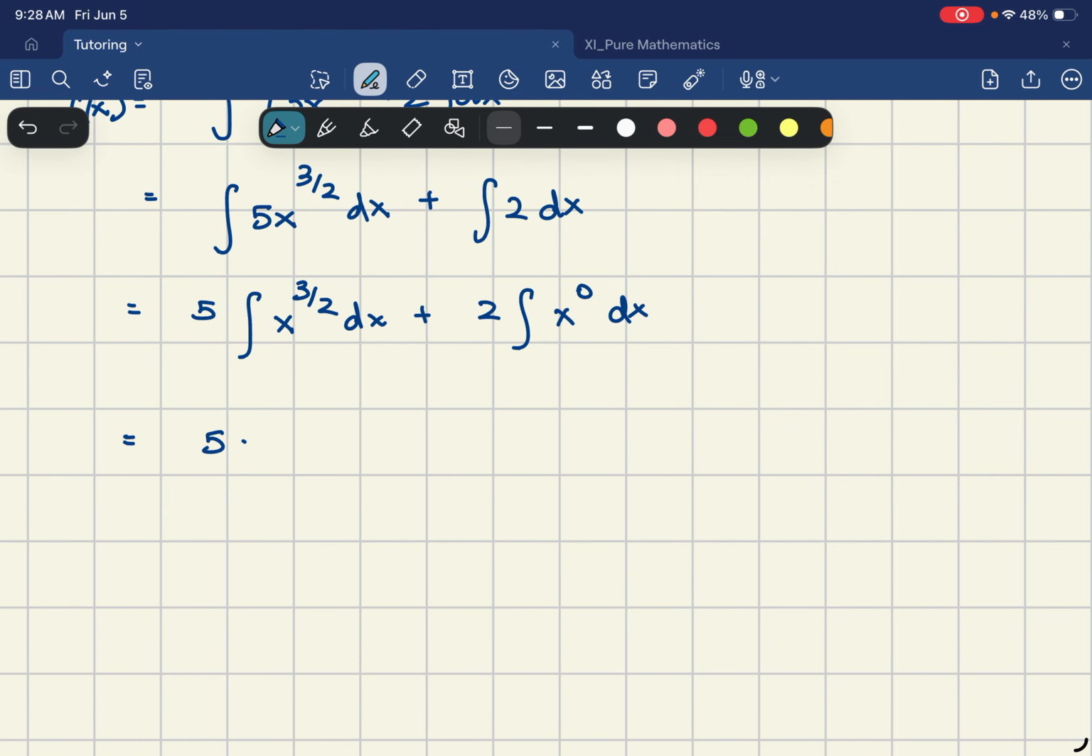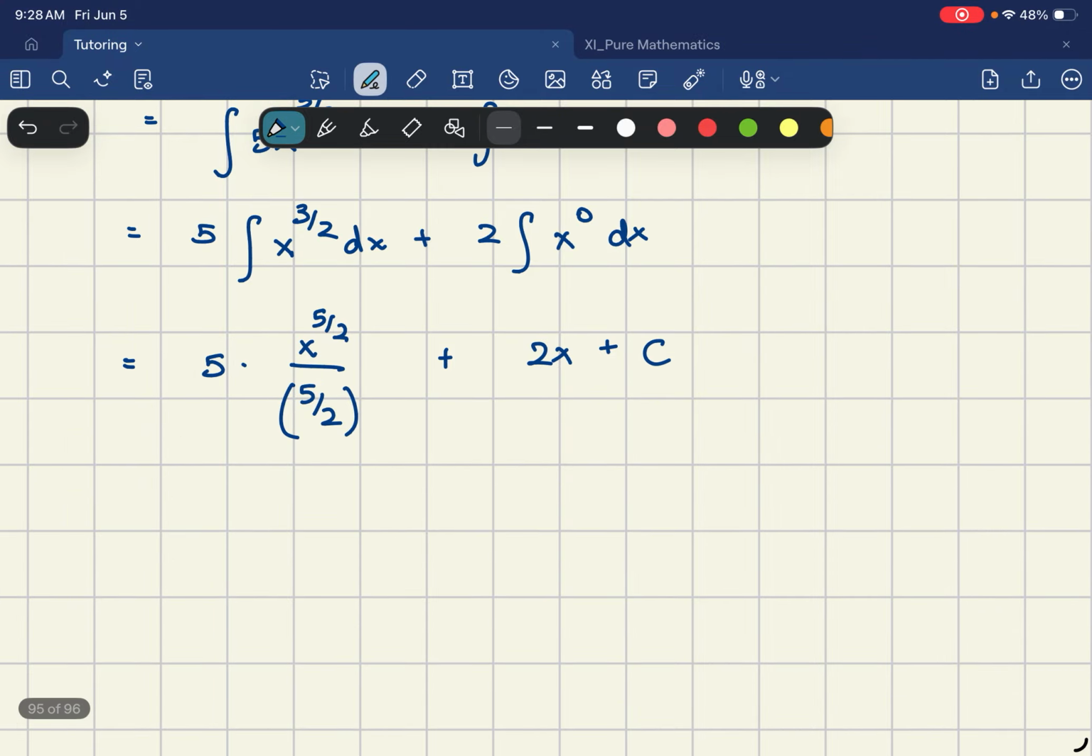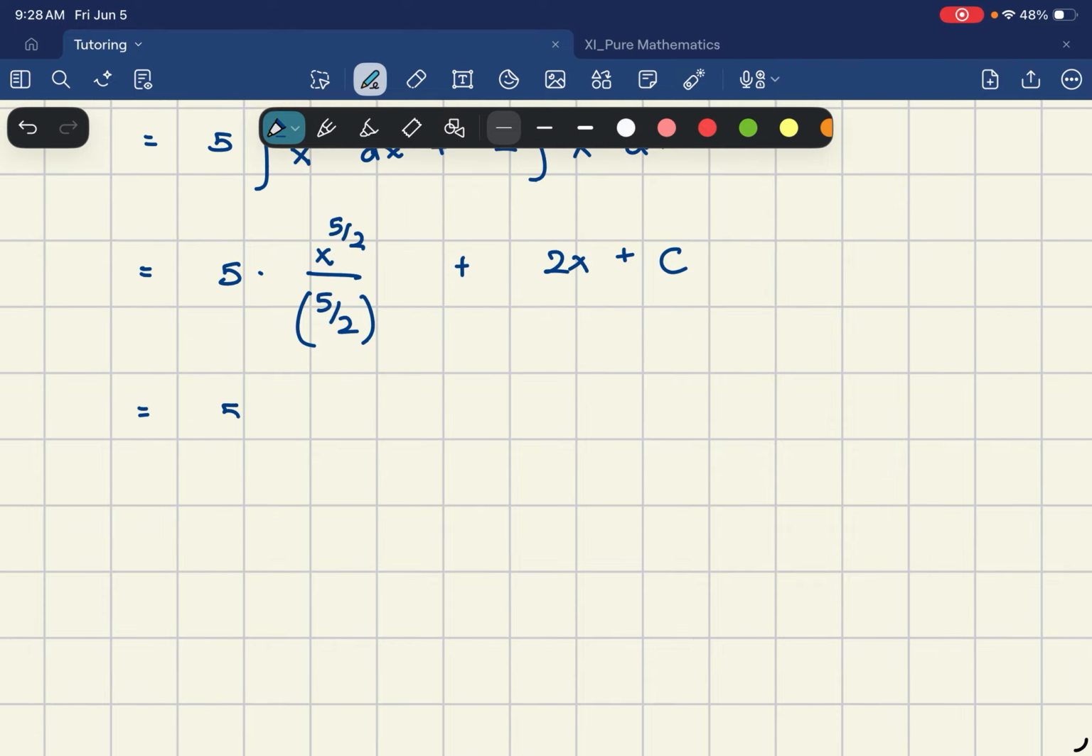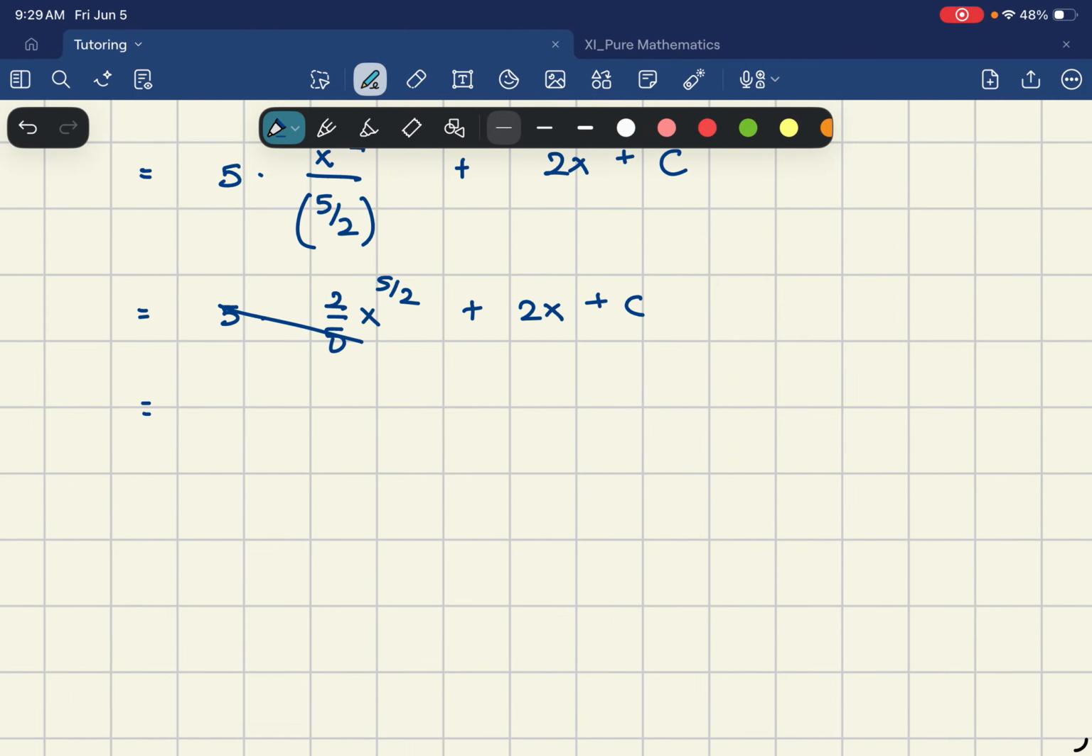So 5. If you raise your power by 1, 3 over 2 plus 1 is going to give you 5 over 2. And when you divide by your new power, which is 5 over 2, this fraction is actually going to flip over, and we will see that. But let's just write this as 2x plus c. All right, so you have 5. If you simplify this, you're going to get 2 over 5 x to the power 5 over 2 plus 2x plus c, because this fraction is going to flip over, and this cancels out. So you're going to get 2x to the power 5 over 2 plus 2x plus c.